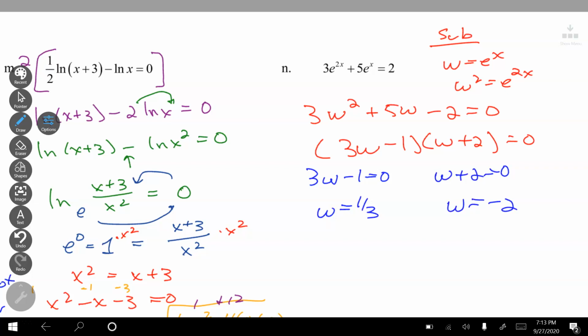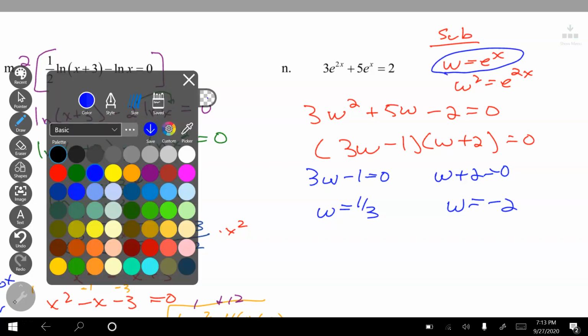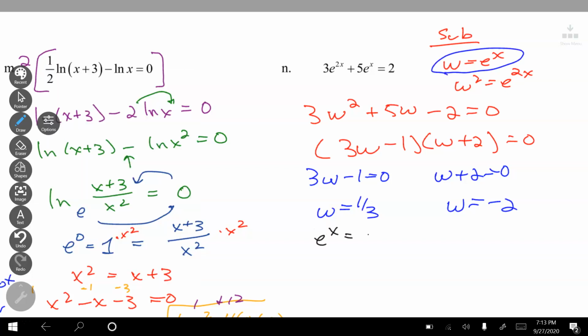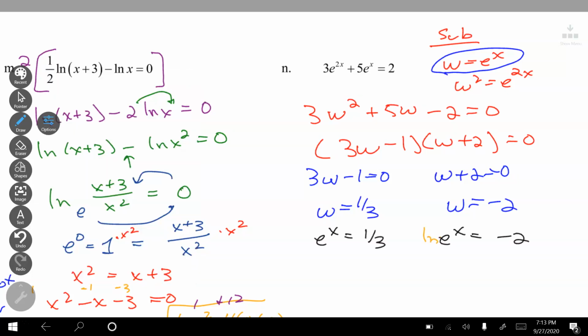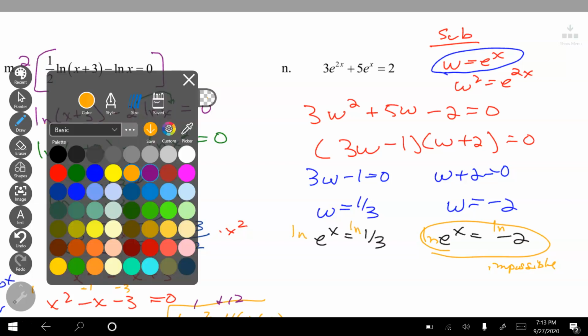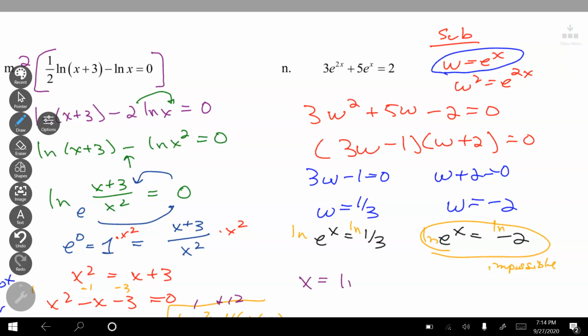I get these two solutions, but I'm not really solving for w. I'm solving for x. Remember, w was e to the x. So I really have e to the x equals 1/3, and e to the x is equal to negative 2. And, well, we should know that I cannot raise something to a power and get a negative. But when I do this, this is impossible. Cannot do the log of negative 2, but I'm going to do it over here. And I get x is equal to the natural log of 1/3, which is about negative 1.099.